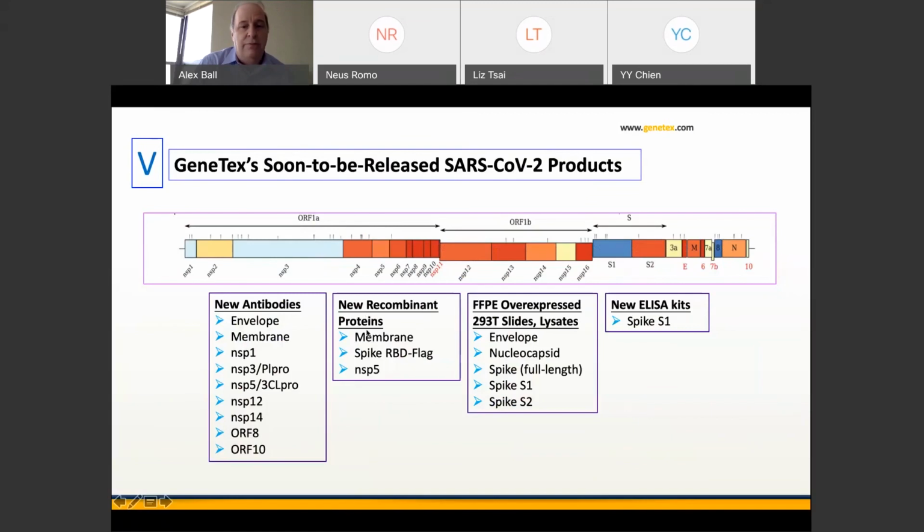We have new recombinant proteins that will soon be released, including membrane, the spike with the receptor binding domain with a FLAG tag, and NSP5. Overexpressed 293T slides and lysates for envelope, nucleocapsid, various forms of spike, and as I said, new ELISA kits coming down the road.